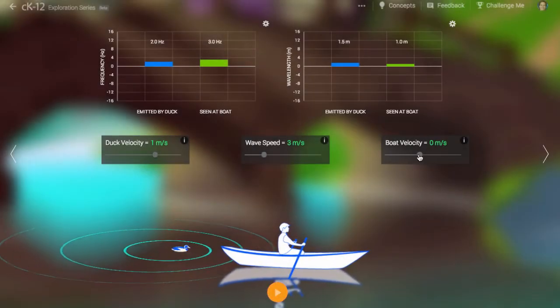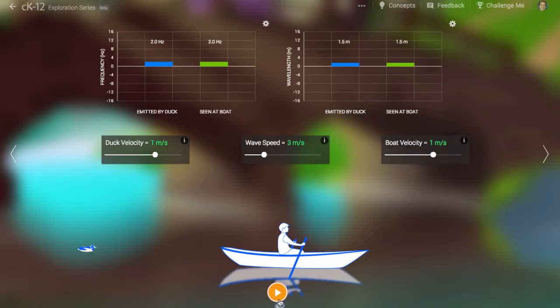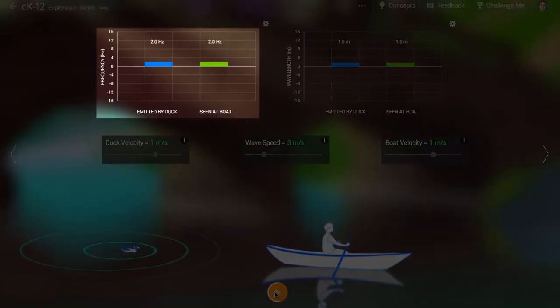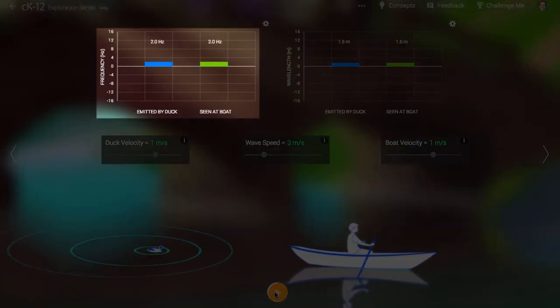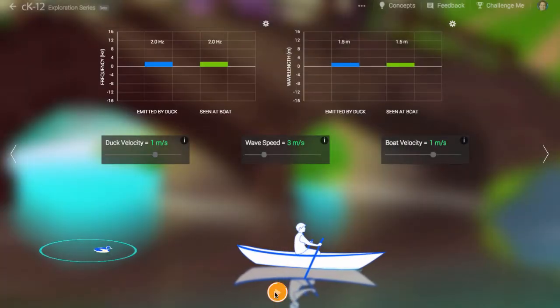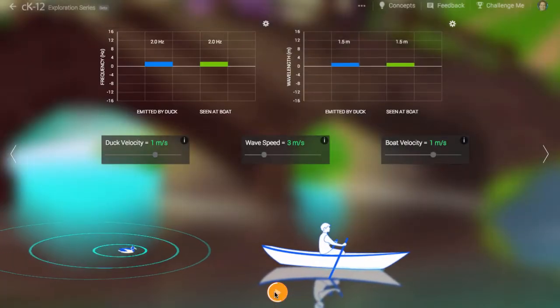If instead the boat moves away from the duck at the same speed as the duck, the effect goes away, and the boater sees the same original frequency as produced by the duck. So the relative motion of the duck and boat must be important.